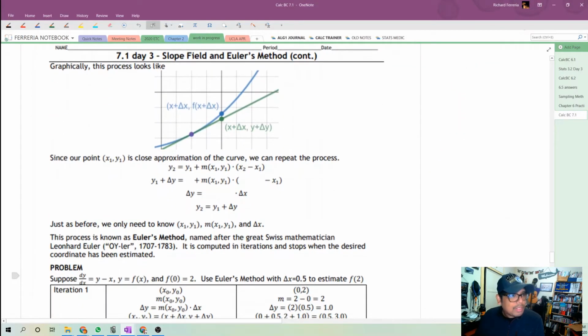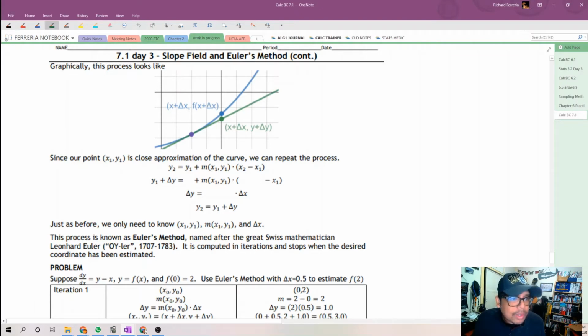So this is what the process is going to look like. I would call this one iteration of Euler's method. And really, we've been doing Euler's method with one iteration for quite a long time now, because Euler's method with only one iteration is a tangent line approximation. Euler's method is just stringing together a bunch of tangent line approximations.